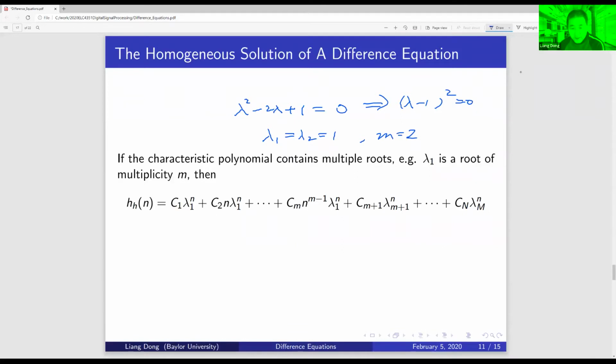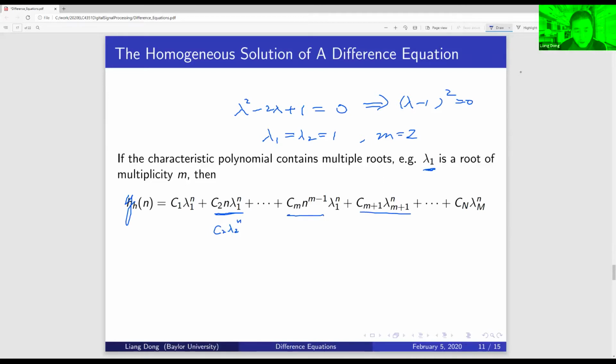If this is the case, we need to write out the homogeneous solution y sub h equal to, I still put all these roots together, c1 lambda 1 to the power n. However, because lambda 1 is a root of multiplicity, I write out the second term. The second term should be c2 lambda 2 to the power n, right? Because lambda 1 and lambda 2 are equal. Same thing here.